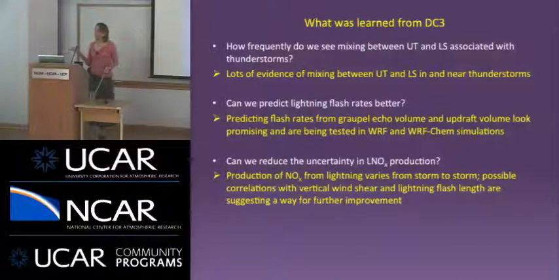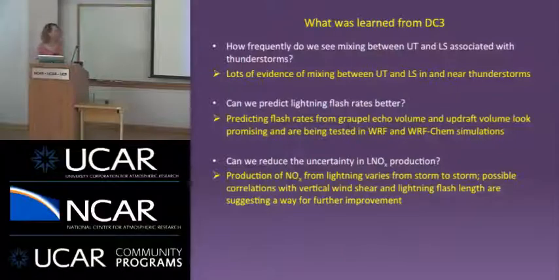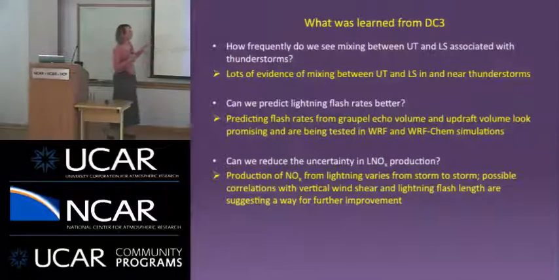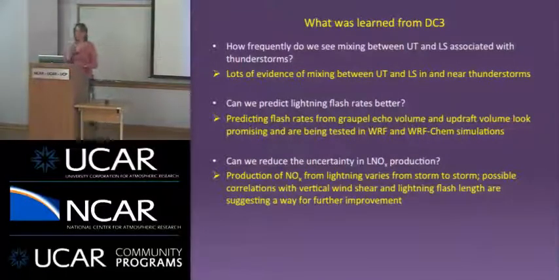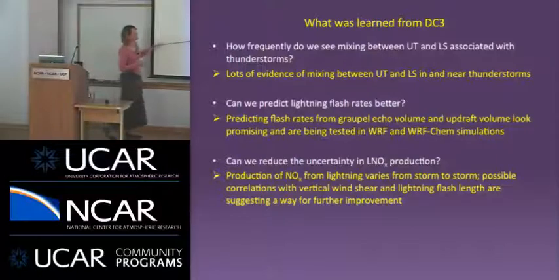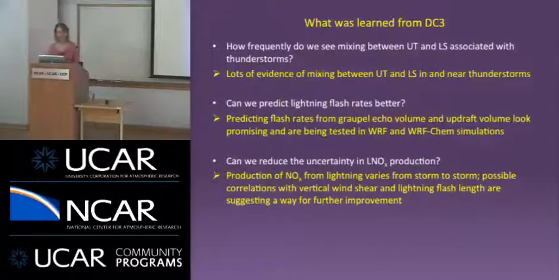So just to recap, what we learned from DC3 is that we did find lots of evidence of mixing between the upper troposphere and lower stratosphere in and near the thunderstorms. We have used the data from the DC3 field campaigns to come up with better, hopefully improved parameterizations of lightning flash rates. Although we may not be able to improve our uncertainty in the lightning NOx production, we think that there might be pathways forward by using other parameters like the size of a lightning flash to help us predict the production of NOx from lightning.